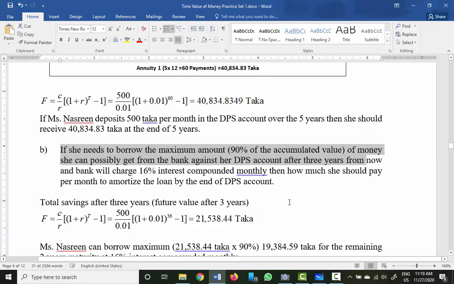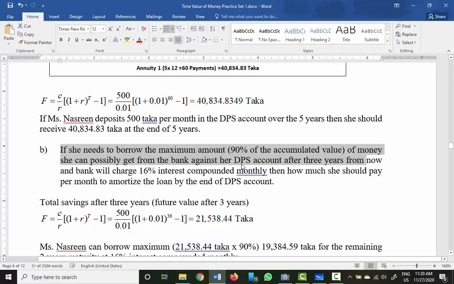So the question is asking, for example, after 3 years. She has started the DPS account by making her deposit, but after 3 years of depositing the money, now she needs to get some money. She needs some urgent money. So after 3 years, she has realized that she needs some money urgently. So she can borrow money from the bank against her DPS savings. So that means she has already some savings in the DPS account.